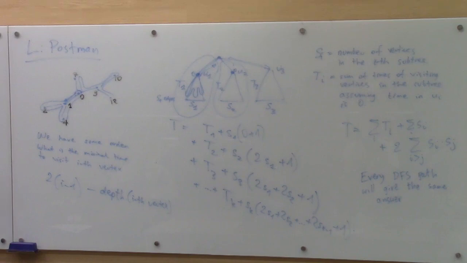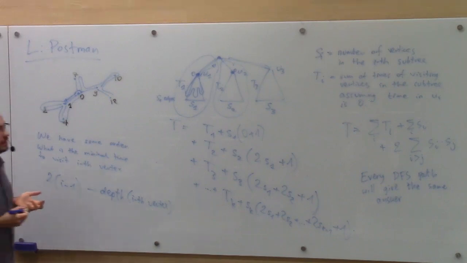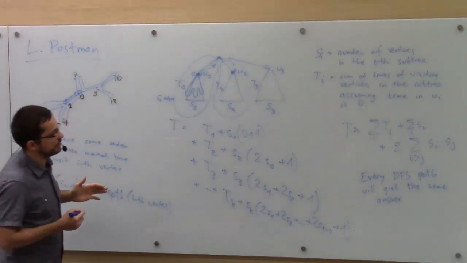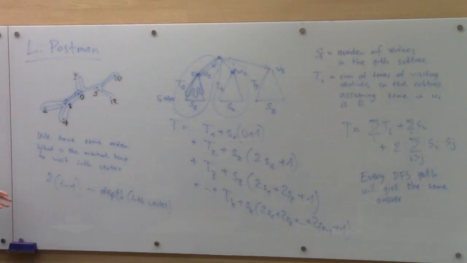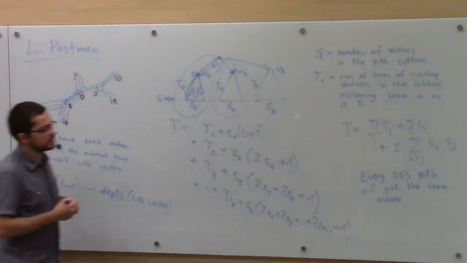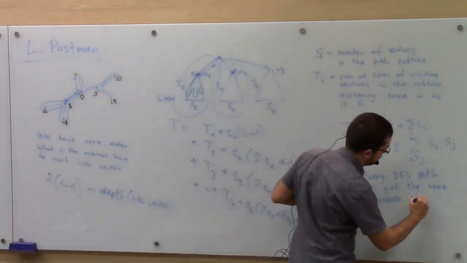Okay, so this is the minimal time we need to spend to go to this vertex in any ordering. And we can see that if we go by DFS ordering, this will actually be achieved. DFS ordering will get us, for every ith vertex, this kind of time. So pretty much this proves our theorem that the DFS path will give the same answer, which is optimal.